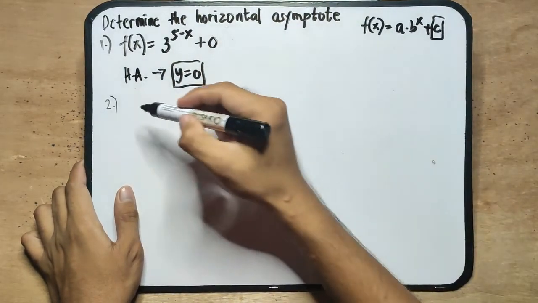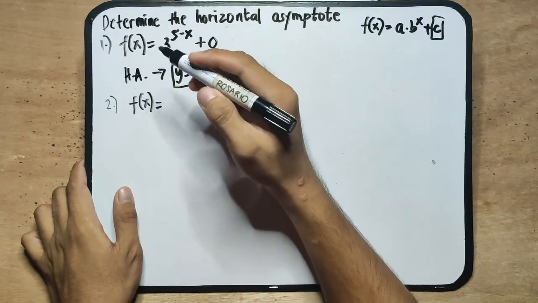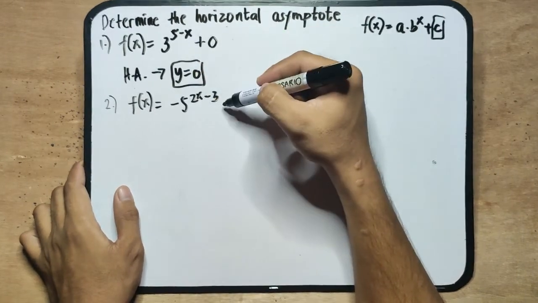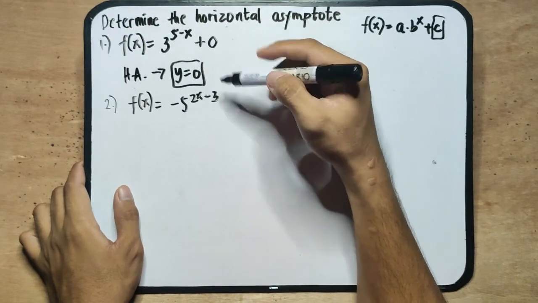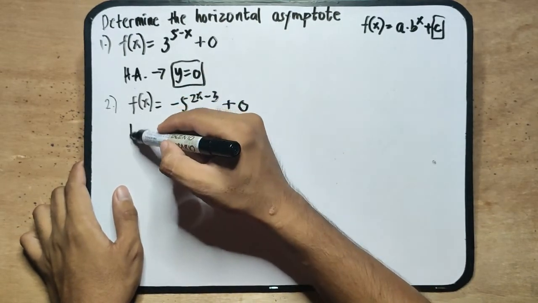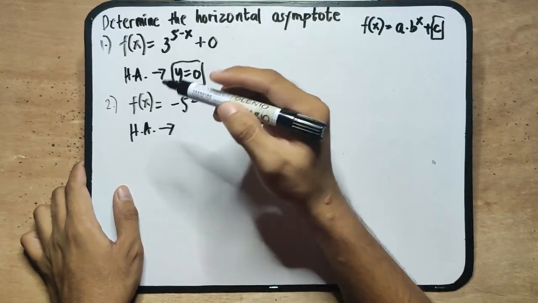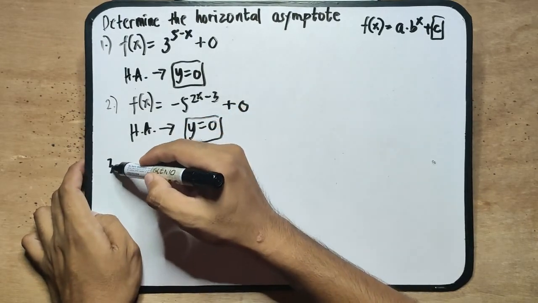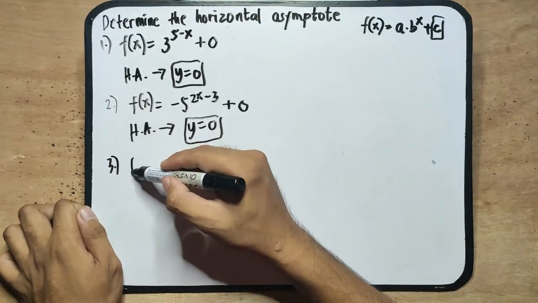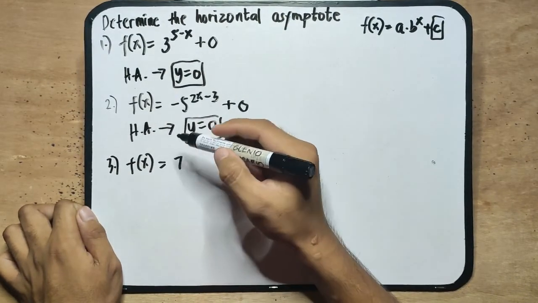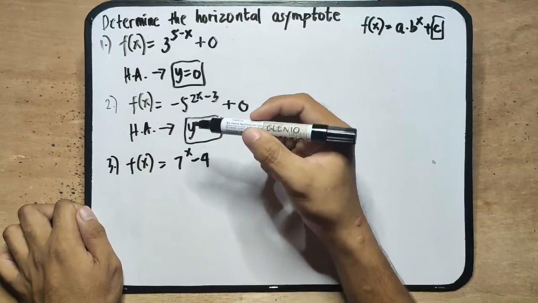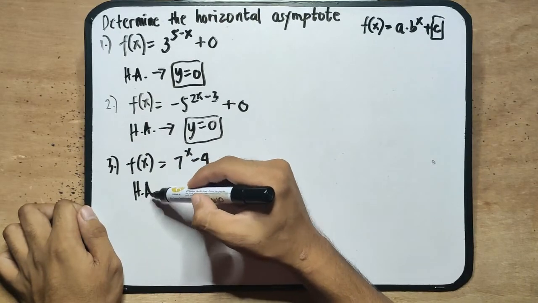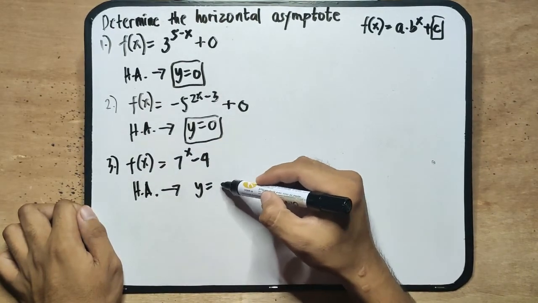For the second item, we have f of x is equal to negative 5 raised to 2x minus 3. So again, as you can see, wala siyang constant term dito. Understood na 0 siya. So basically, ang horizontal asymptote for item 2 is pareho kay item number 1, y is equal to 0. For the third item, we have f of x is equal to 7 raised to x minus 4. So we already have a constant term here, which is negative 4. So therefore, our horizontal asymptote here will be y is equal to negative 4.